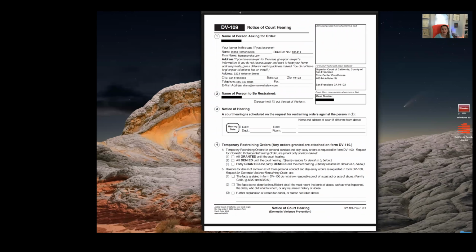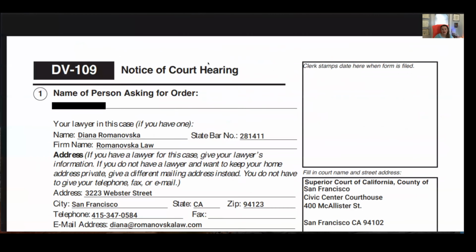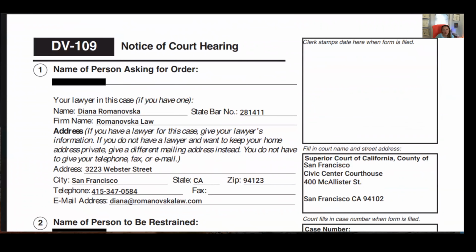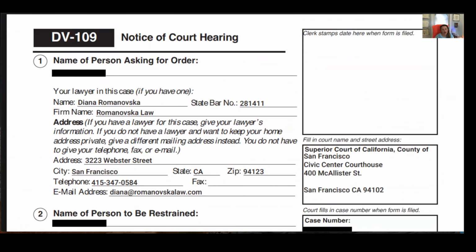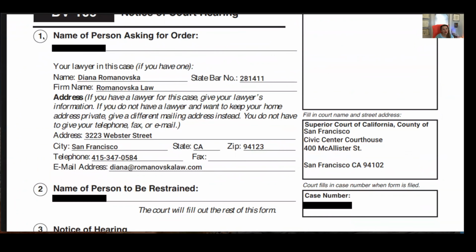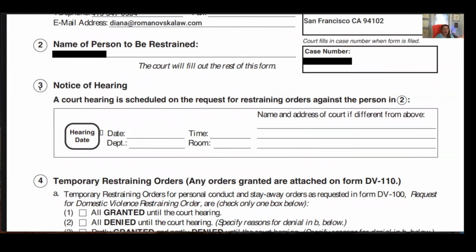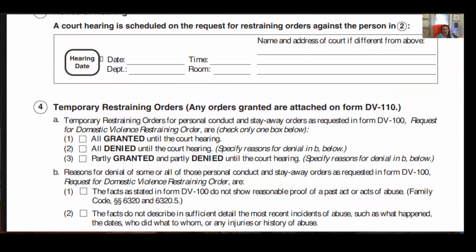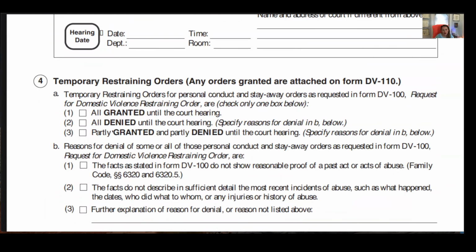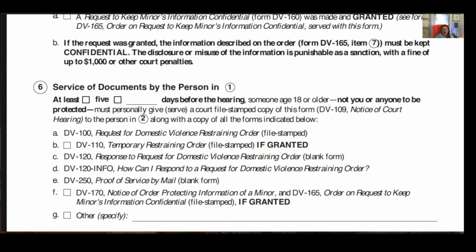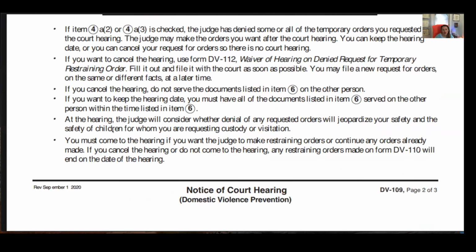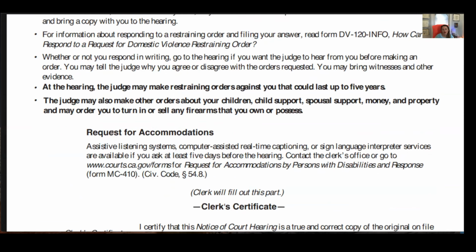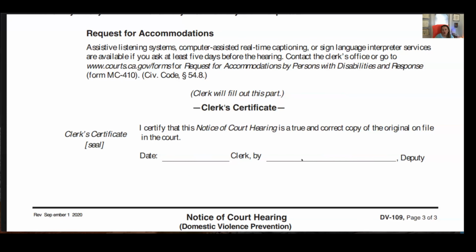Next would be the notice of hearing, DV-109. This is a form that you do need to fill out, and it is very similar to DV-100 and DV-110, so I'm going to skip that. You don't fill out number 3 because the court will. For temporary restraining orders, any orders granted are attached, so you don't fill that out because you don't know what the court is going to order. I also do not fill out any of this because the court will fill out the rest, and the clerk of the court will sign this.